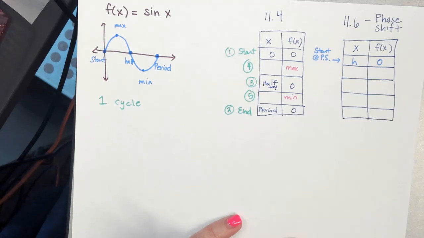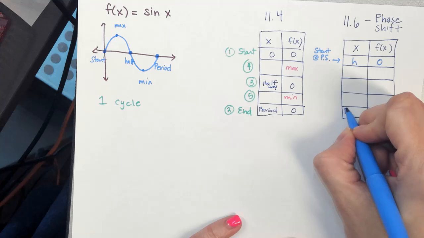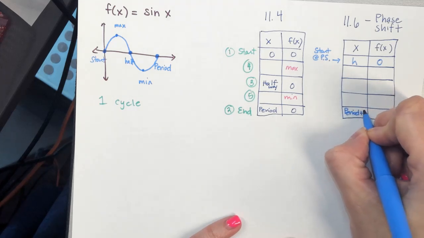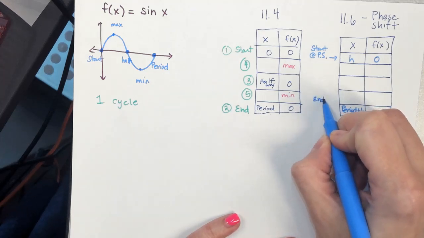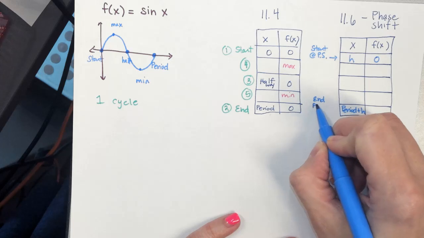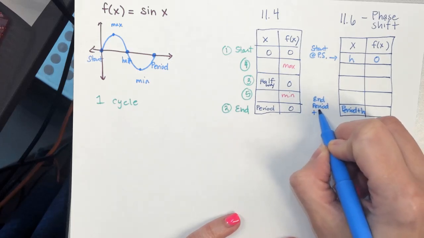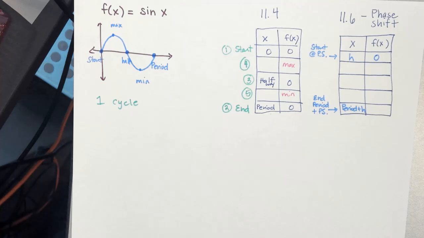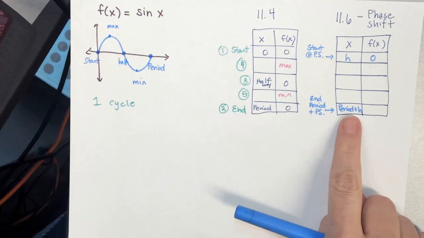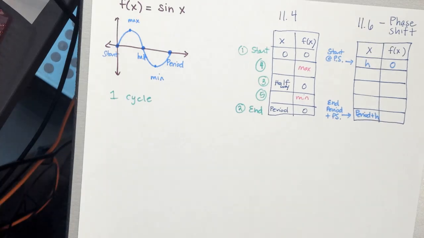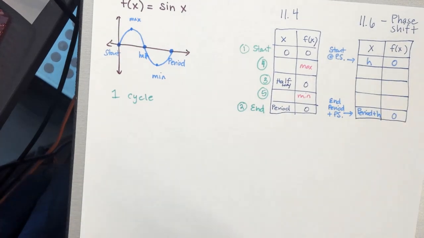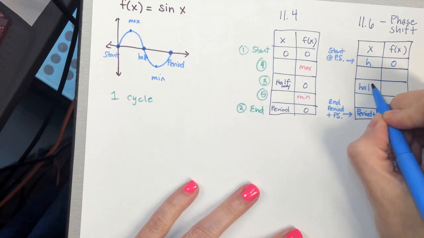Now, when you're doing the end, you have to do the period plus your h value. So when you're ending, it is the period plus the phase shift. So if h is negative, it ends up being plus a negative, so you are subtracting. And if h is positive, then you do end up adding them together. That is 0, and then your halfway is going to be 0 as well.